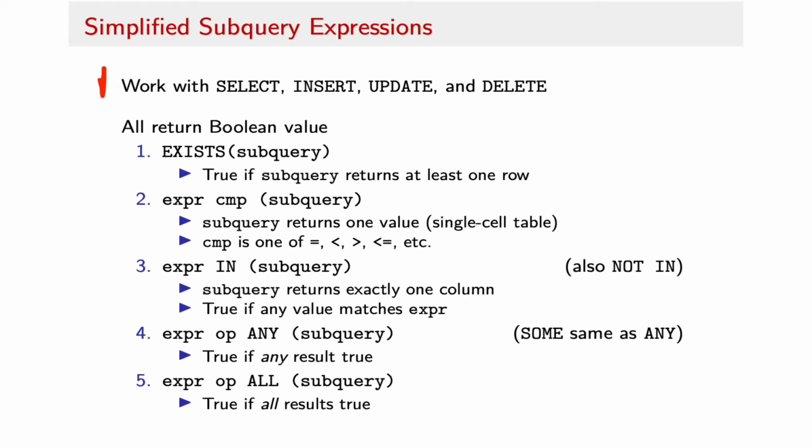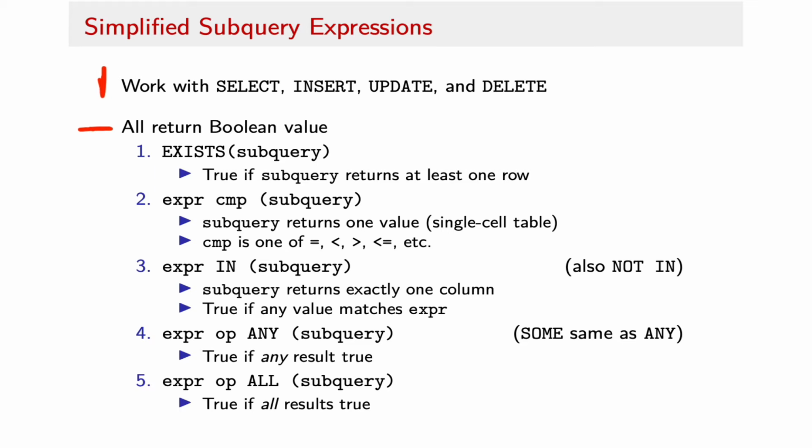Any place we want to do an evaluation of some other value or set of values. And here's kind of a laundry list of the ways that it can be used. Note first of all that all these things return a Boolean value. So they're very often going to be used in a where clause, right?